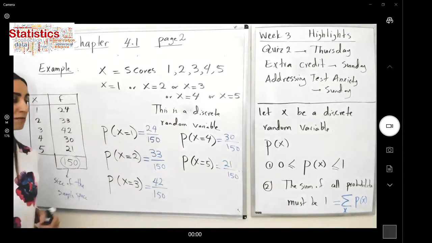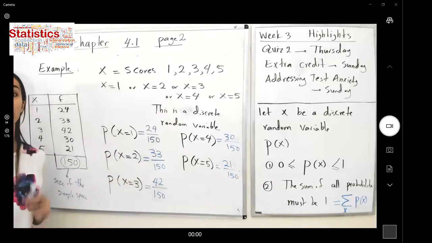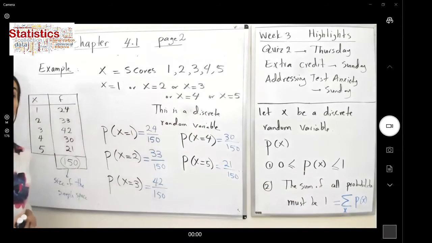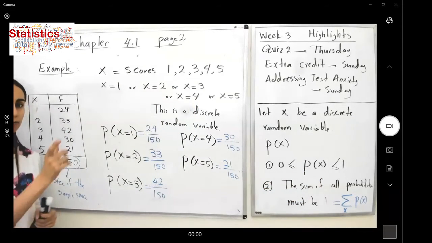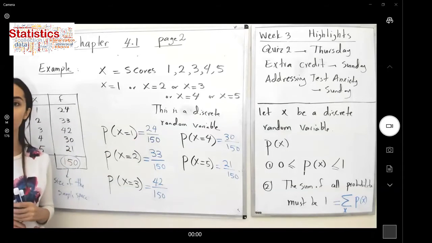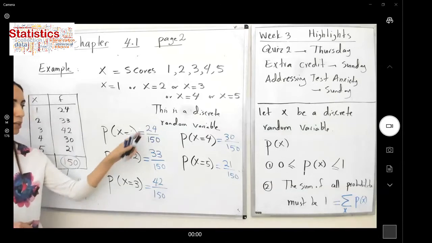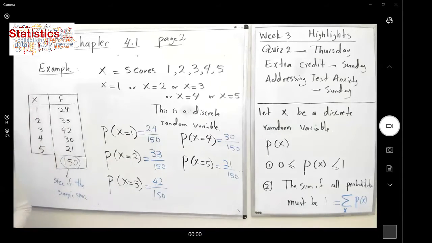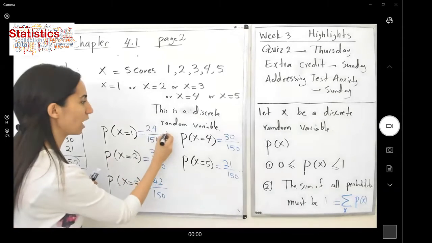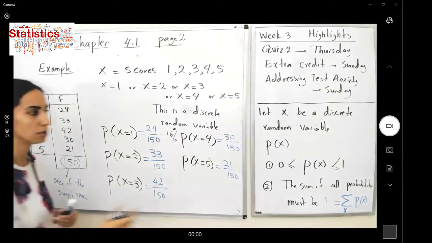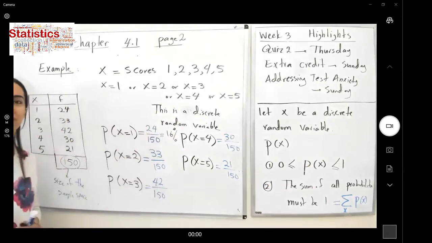Note that each of these fractions must be a number between 0 and 1. It must be a small number. So let us do the division for each of them. What is 24 over 150? 0.16, very good. So it means that you have 16%. Of course, it's a number between 0 and 1.